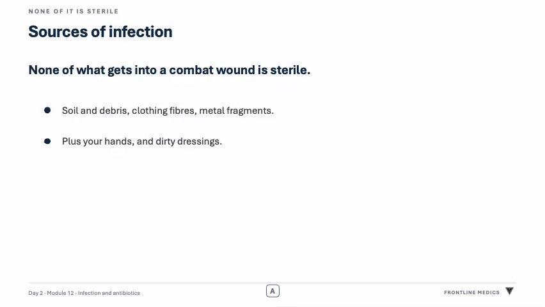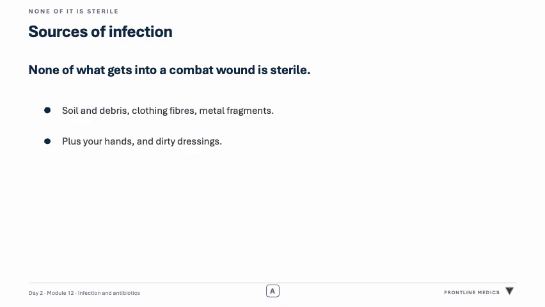Soil and debris, clothing fibers, metal fragments, none of these are sterile. Add to that your unclean hands and dirty dressings in a field setting. It is no wonder combat wounds get infected. However, the risk and severity can be reduced by simple means.